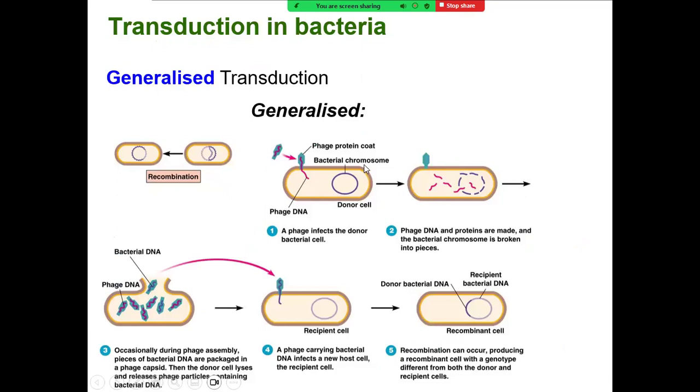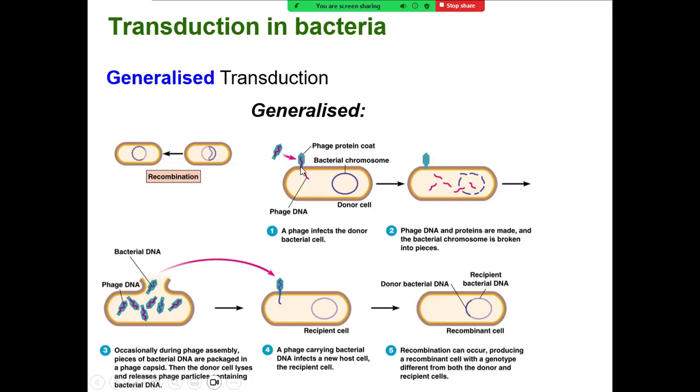The third way that pre-existing genetic information can move around in a population of cells is transduction. Transduction involves a virus. We haven't talked about viruses yet, so let me introduce a little bit about viruses. And that is, a virus can bind to this cell and then inject its genome into the cell.